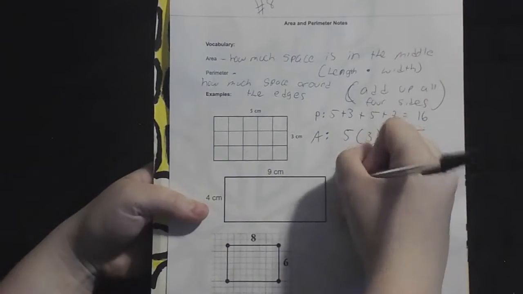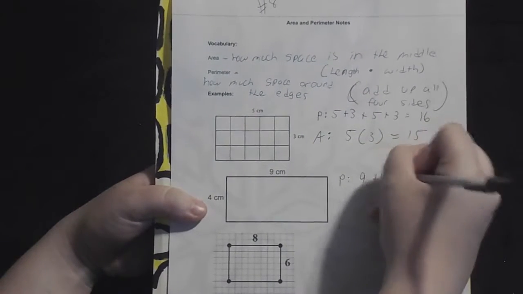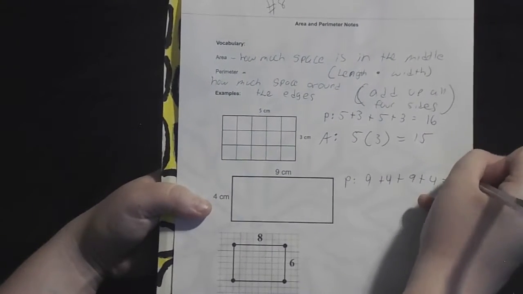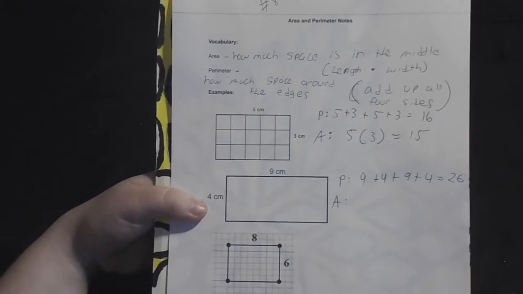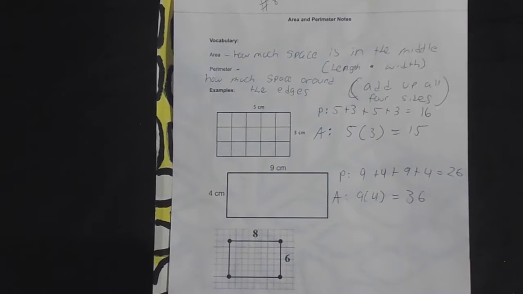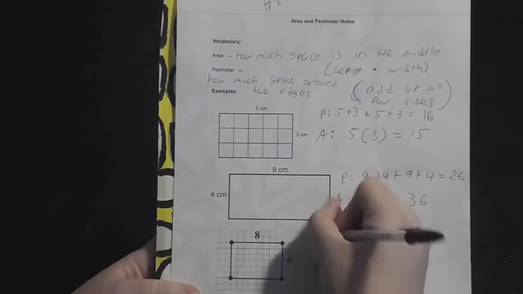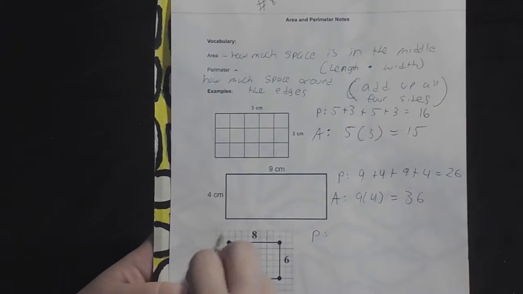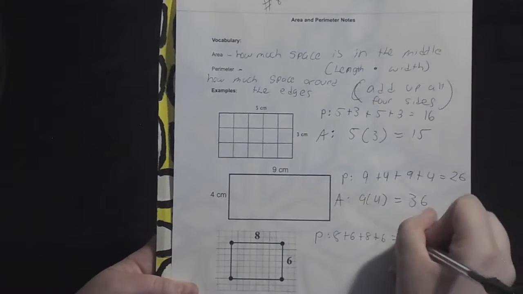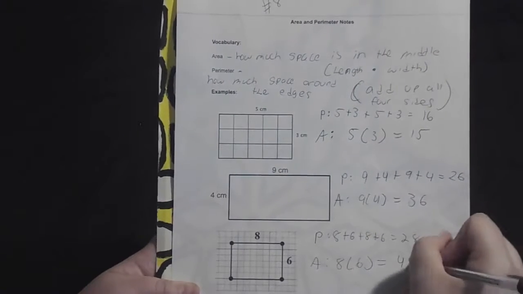For this one, if I'm doing the perimeter, this side is 9, this side is 4, just like this one. This side is 9, plus this side, which is also 4, which when you add them all together, you get 26. And then the area is you do the length times the width, which is 36, because 9 times 4 is 36. For the last one, perimeter, if I'm adding up the sides, 8 plus 6 plus 8 plus 6, which is 28. And then the area would be 8 times 6, which is 48.